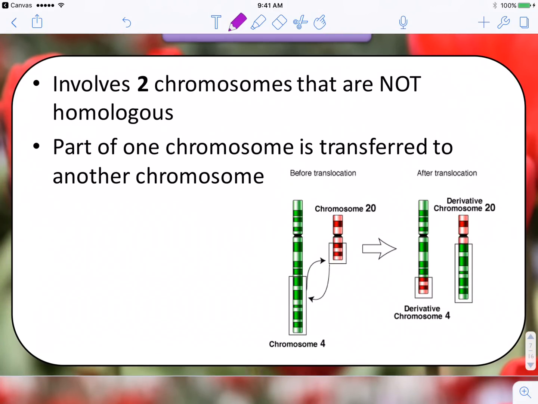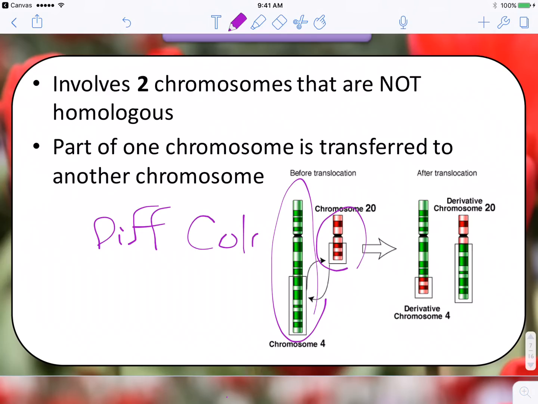Translocation occurs between non-homologous chromosomes. Now, these are different colors, which show that they're from different parents, but non-homologous means that they're not the same size, meaning they're not the same chromosome. So even though they come from different parents, we're talking about a large chromosome versus a small chromosome. So different colors, but also different sizes.